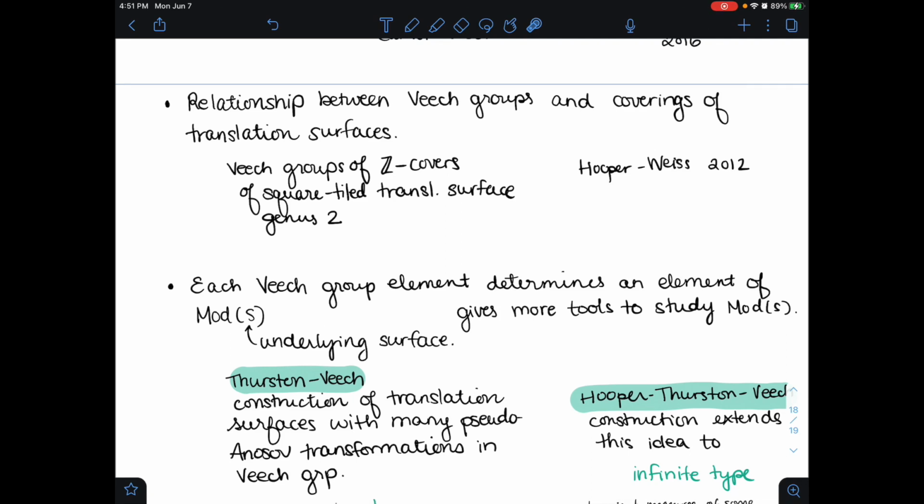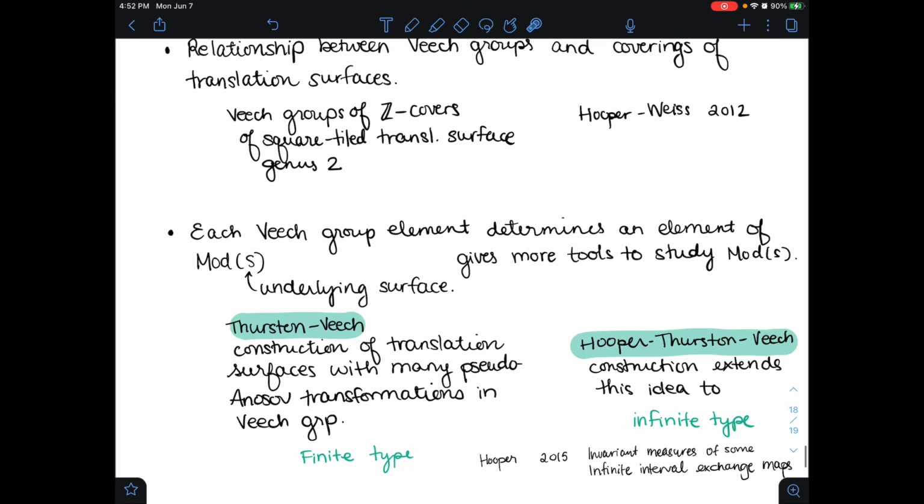In 2015, Pat Hooper extended this idea to surfaces of infinite type, and so he's able to find specific translation structures on these surfaces that have certain elements in their Veech groups. And in this conference itself, Israel Morales will be talking about using this construction to find loxodromic elements in big mapping class groups, so you should definitely check out his talk.